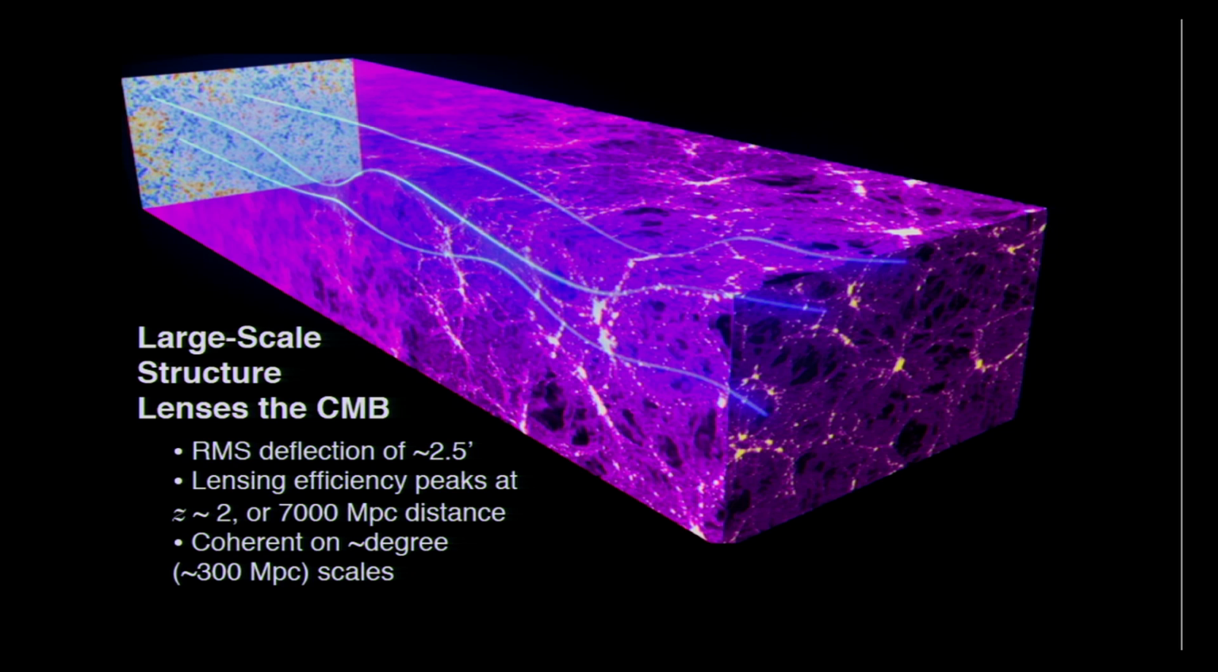And the peak in the efficiency of this lensing happens about midway to the CMB, which happens around redshift 2, corresponding to something like 7,000 megaparsec scales. And these deflections are coherent on degree angular scales. So lensing creates small-scale wiggles in the CMB that are correlated on degree angular scales. And we can look for that signature to measure lensing.